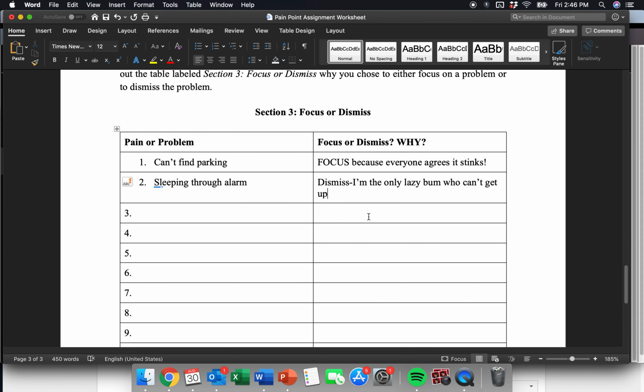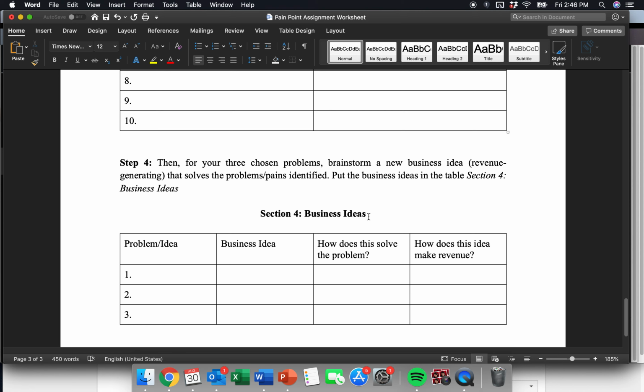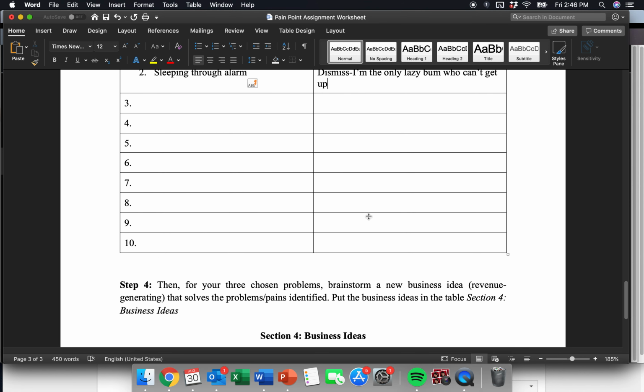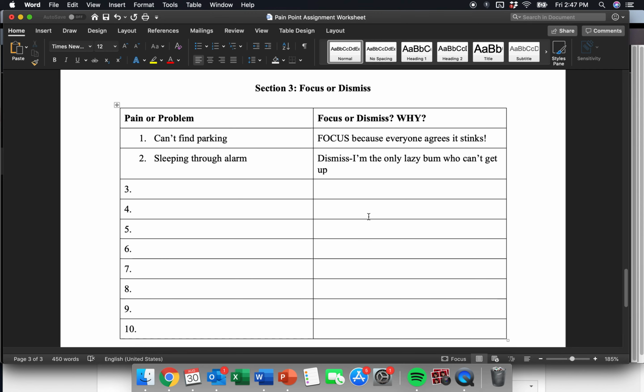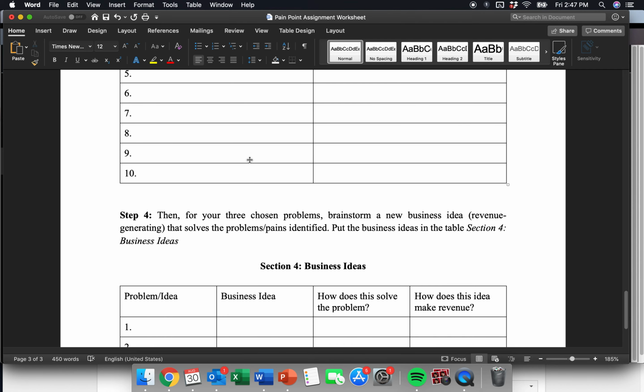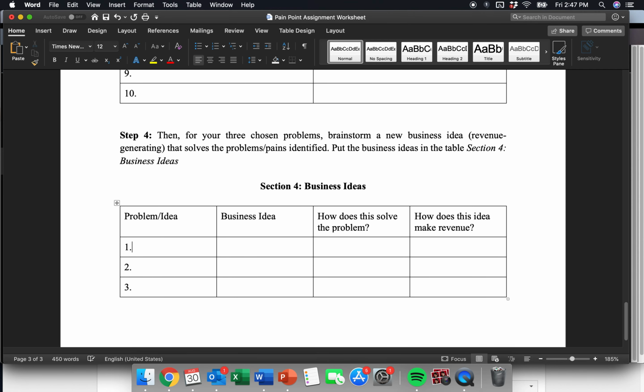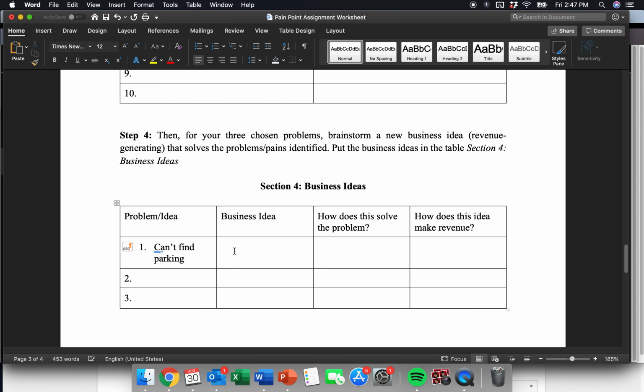Focus, dismiss, focus, dismiss. Then, of the ones that you have chosen to focus on, for example, can't find parking, I decided to focus on that. What's a business idea to help solve the problem? I think there should be an app that monitors parking on campus.